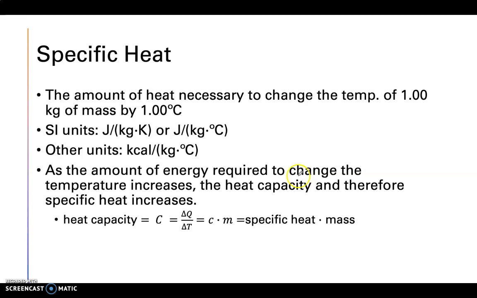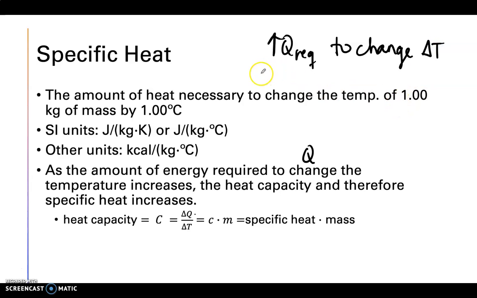As the amount of energy required, so that's delta Q, to change the temperature increases, the heat capacity, and therefore the specific heat, increases. So as this required energy goes up to change delta T, that means that C and little c will also increase, okay? This may be a little bit confusing right now, but once you go through your lab, you might be like, oh, I remember her saying something about that. So you can come back to this and read this over again, okay?